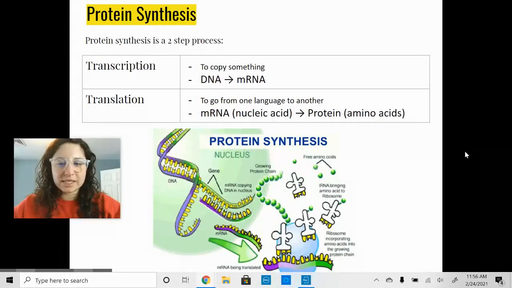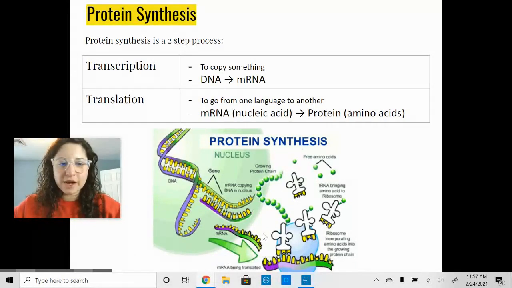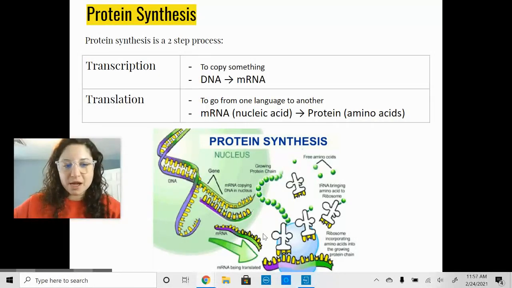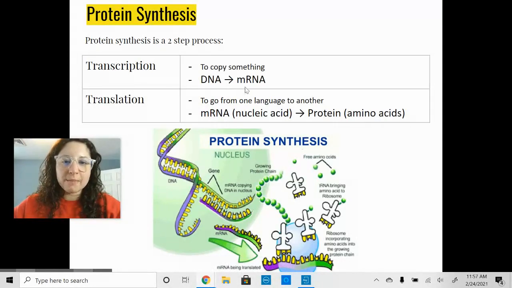We can break protein synthesis down into two steps. The first step is called transcription. When you transcribe something, it means to copy. If you were taking notes off of your screen right now based off of this slide deck, you would be transcribing the notes you see up here into your own notebook. It's like making a copy. If I were to take a piece of paper to a copy machine and make a copy of it, I would be transcribing it. In the case of our bodies, we transcribe DNA into a molecule called mRNA. I'm going to come back to what mRNA is on the next slide.